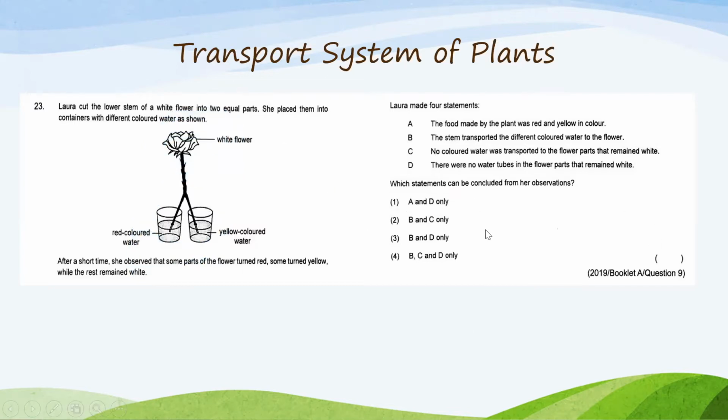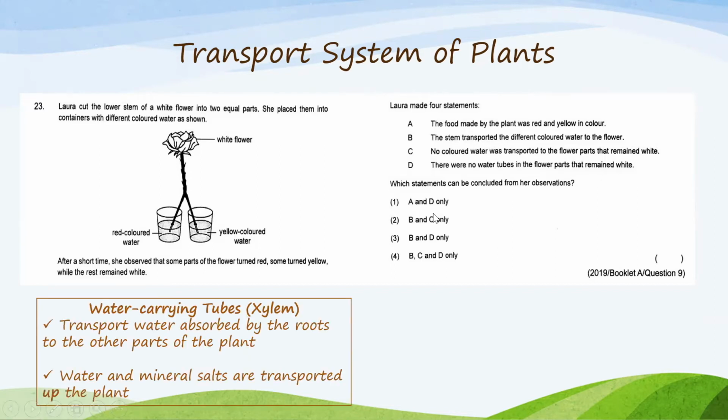Statement B. The stem transported the different colored water to the flower. Yes. Let's take a look at what are the part of the plant that is involved in transporting water. It is called the water carrying tubes, or also known as xylem. What is the function of the water carrying tubes? It is to transport water absorbed by the roots to the other parts of the plant. And the water and mineral salts are transported from the roots upwards to the plant. Statement B is correct. Now let's take a look at statement C.